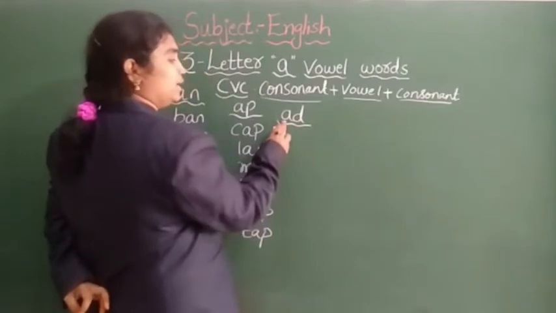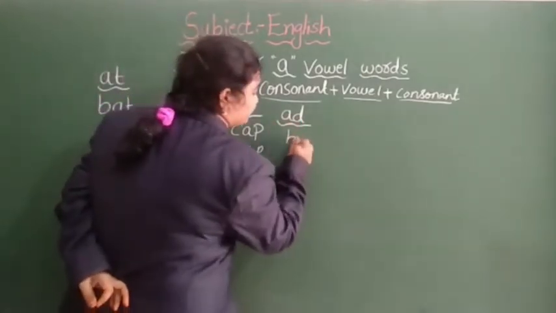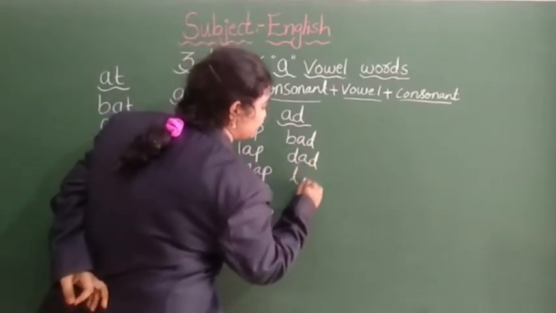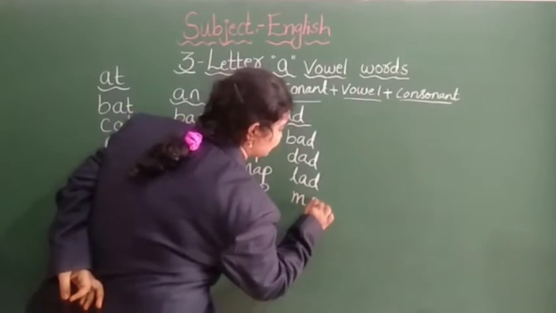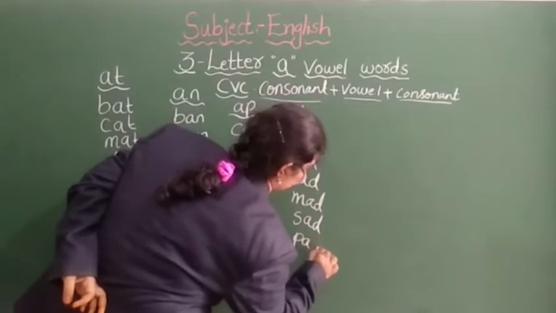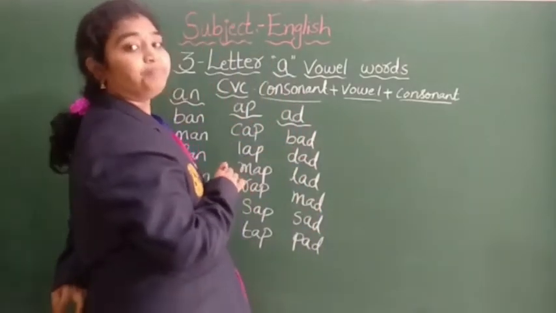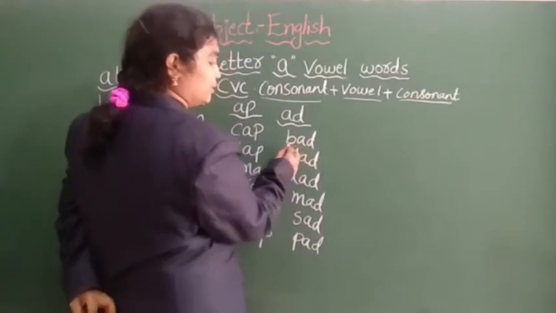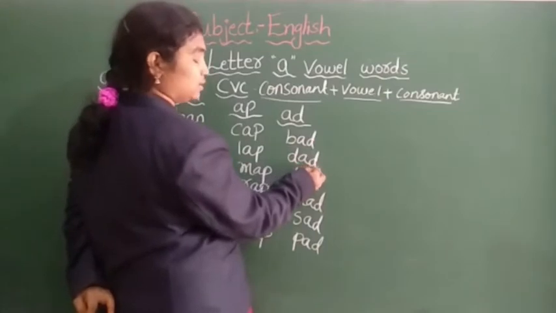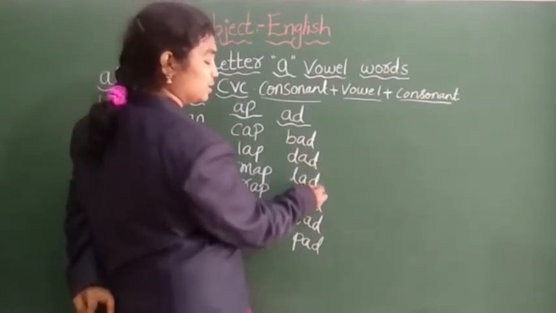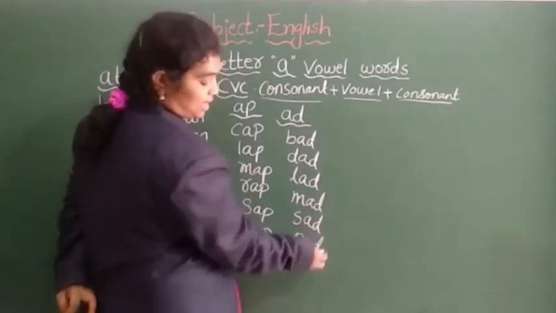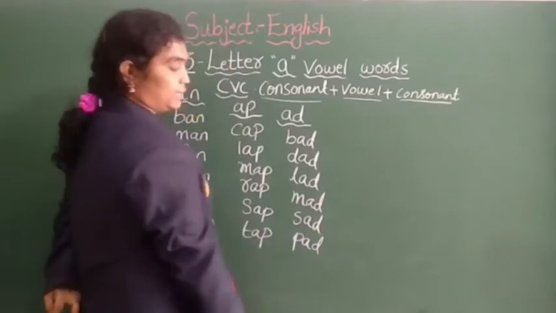Now, AD words. B, A, D, bad. D, A, D, dad. L, A, D, lad. M, A, D, mad. S, A, D, sad. P, A, D, pad. Okay, children? So, in the phonetic way, B, A, D, bad. D, A, D, dad. L, A, D, lad. M, A, D, mad. S, A, D, sad. P, A, D, pad. Is it okay, children?